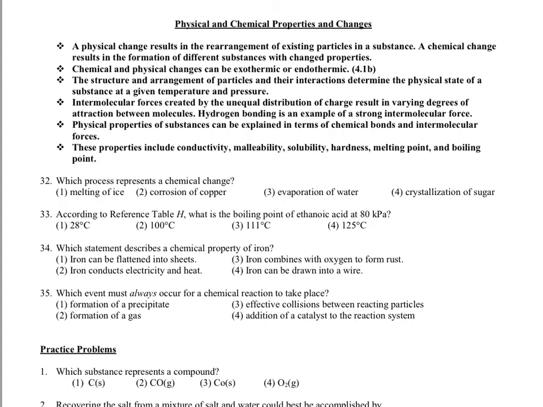Major understandings about the difference between physical and chemical changes in properties are very important. So the first question we'll look at is question 32, which represents a chemical change. Chemical change involves the breaking and forming of bonds. And that means you should have a new substance.